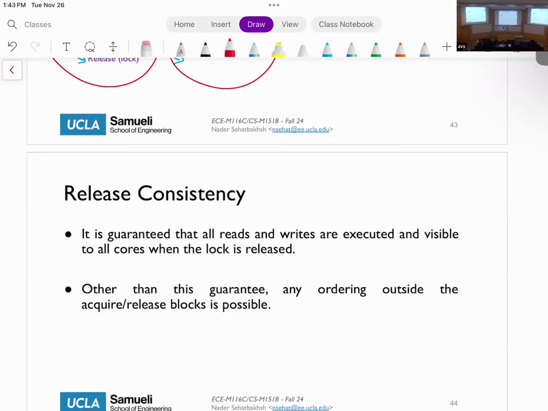So keep in mind that release consistency is another memory model, basically, okay? So it's a weak memory model, but the name release consistency is because when you release the lock, you will see the ordering, okay?